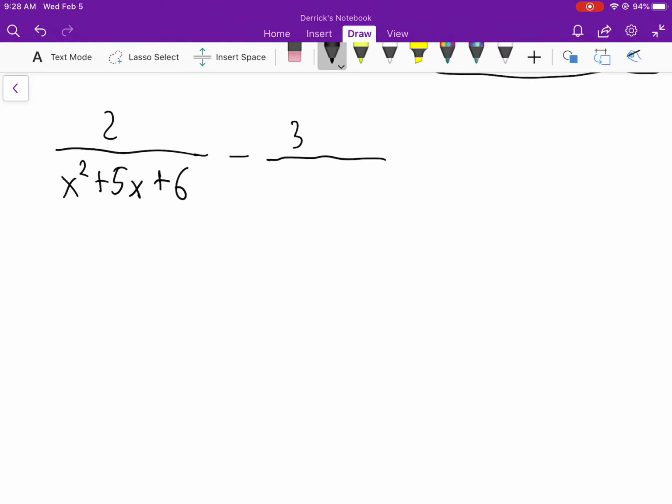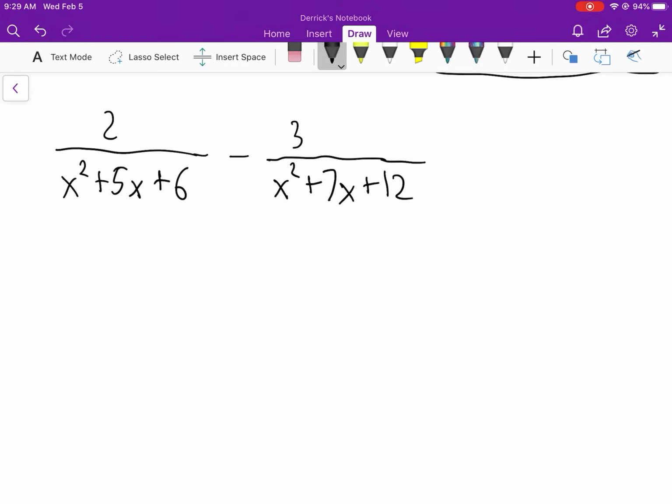What do we want for denominator? Let's do x squared plus 7x plus 12. Yeah, that ought to work. Alright, so we've got 2 over x squared plus 5x plus 6 minus 3 over x squared plus 7x plus 12. Now, it doesn't take a genius to see that those denominators are not common.